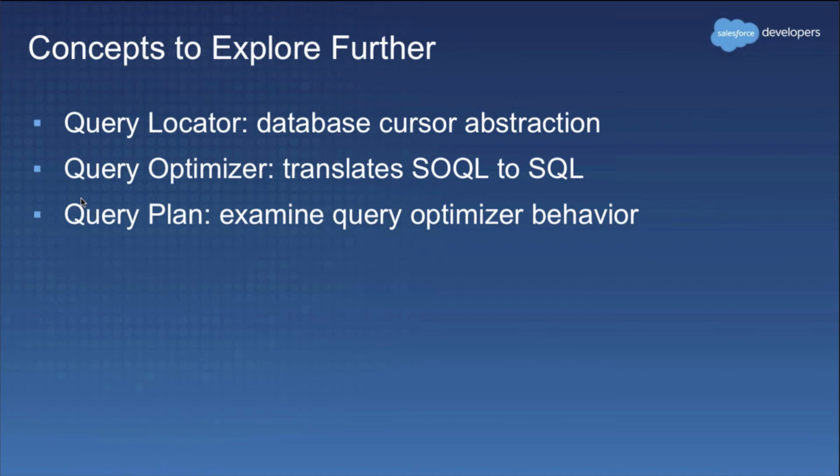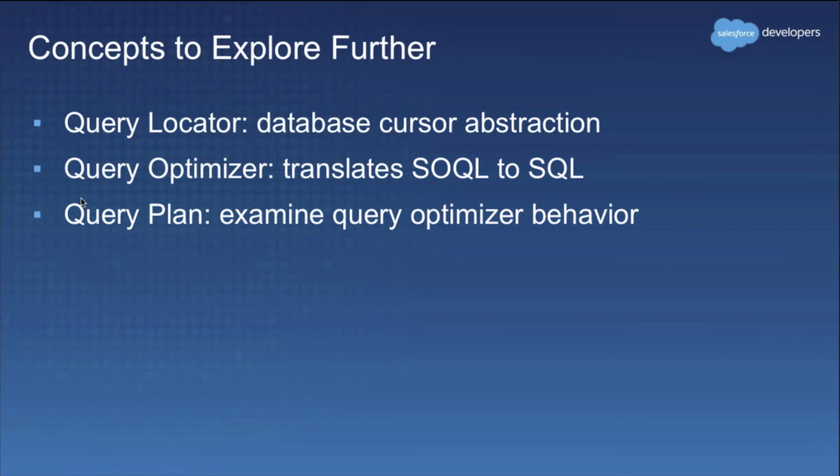A couple of things to explore further. If you're going to deal with very large data volumes, there are some things that can come in really handy. The first is called a query locator. This is sort of an abstraction of database cursors, and there are ways to access this both through the API and through Apex.